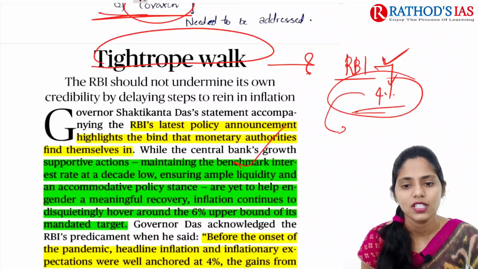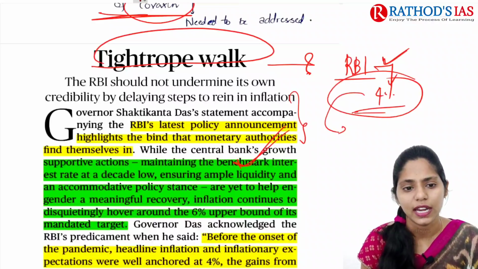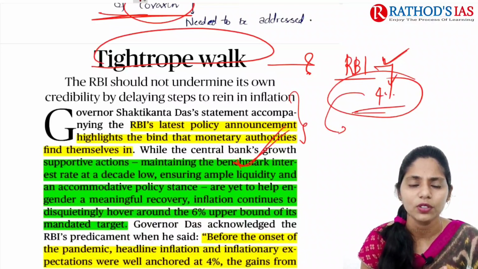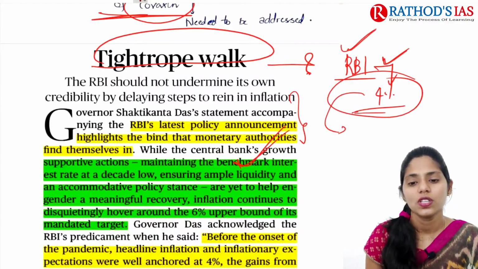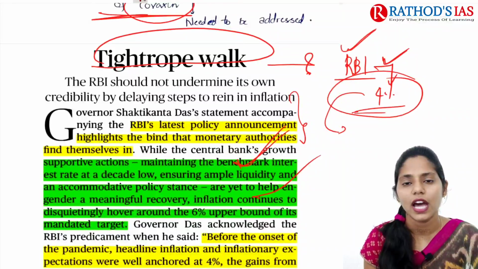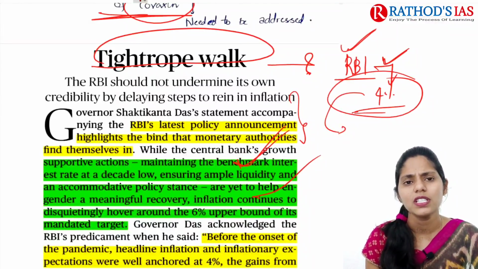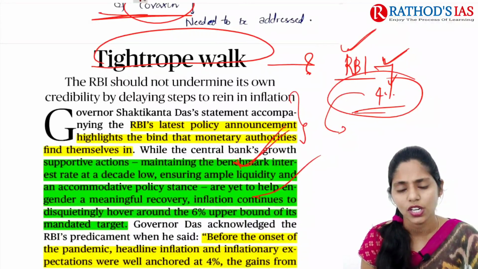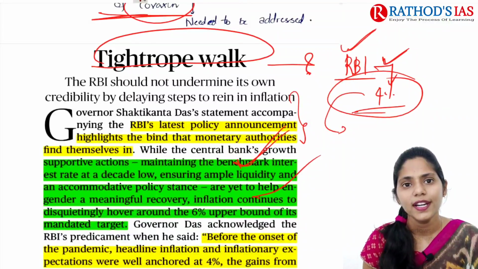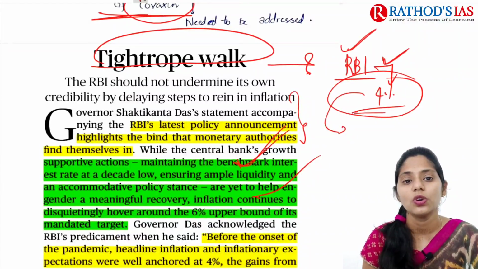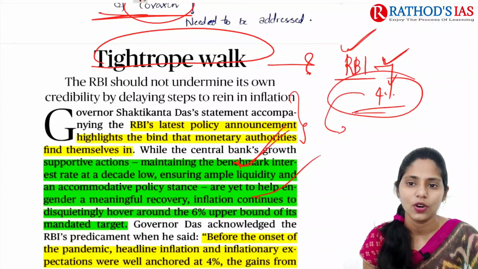RBI came up with its latest policy announcement. It said that we are going for an accommodative, that is expansionist policy, and they are not focusing on inflation. So this article mainly focuses on the point that whenever RBI comes up with an accommodative policy and continues that only, it means it is ignoring inflation. So here the article says the government needs to take some steps to control inflation. It should not delay steps. Okay, so this is the background.